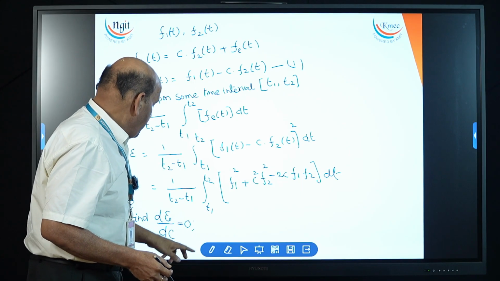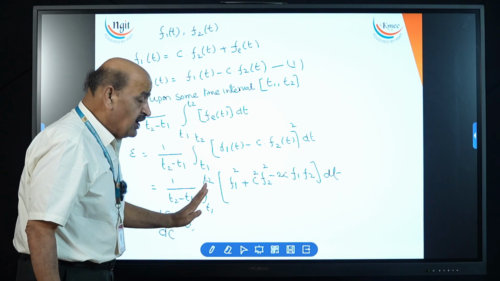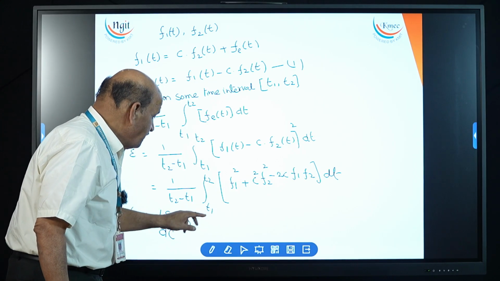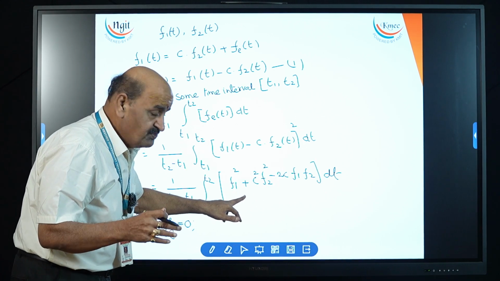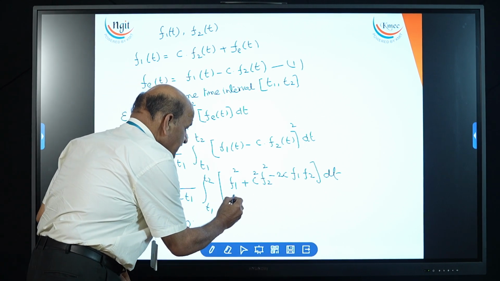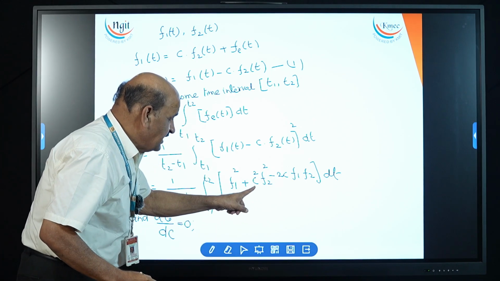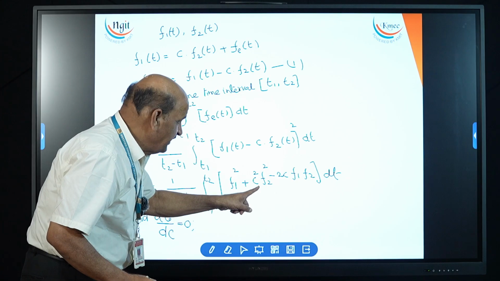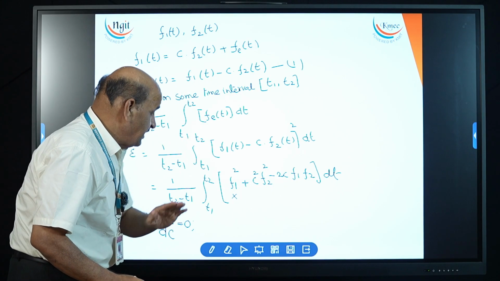Now just look at, we are differentiating with respect to c. That means only c, not t. With respect to c means what? The first term doesn't contain c value. Therefore, differentiating, this will become 0. This term is having c terms. Only the c terms will be representing.